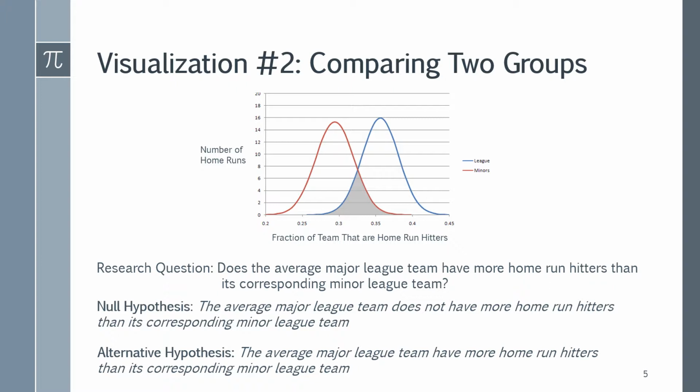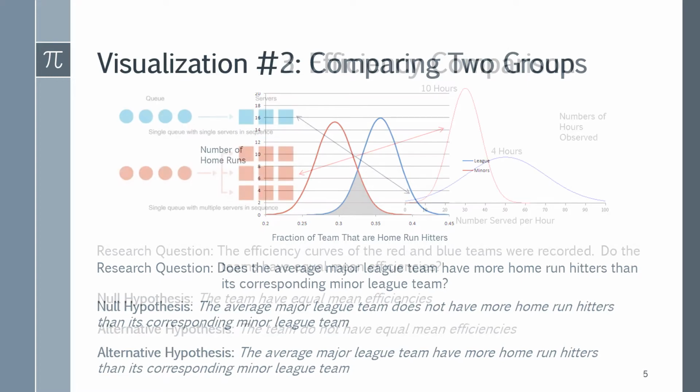Null hypothesis: the average major league team does not have more home run hitters than its corresponding minor league team. Alternative hypothesis: the average major league team has more home run hitters than its corresponding minor league team. If we look at the bell curve, the red is at a mean of 0.28, while the blue is at 0.36. Definitely, the average major league team has more home run hitters than its corresponding minor league team. So we're rejecting the null hypothesis.